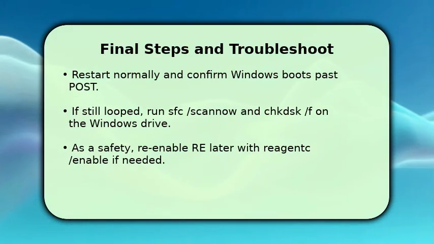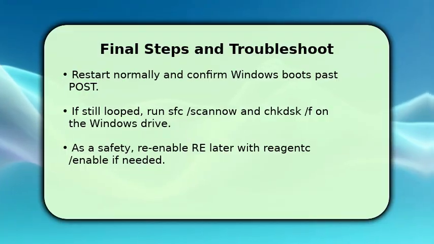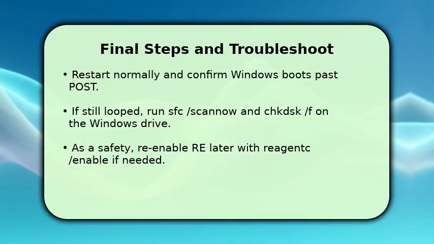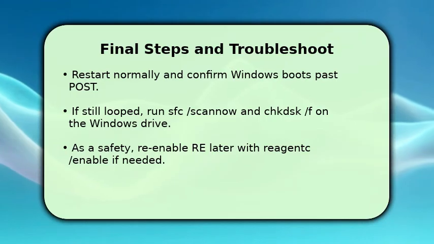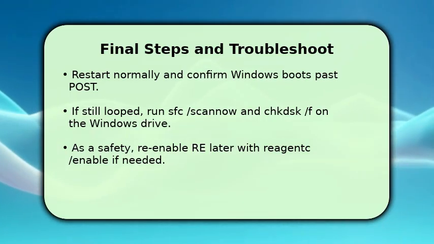After disabling recovery, exit and restart the PC to test a normal boot. If Windows still hits a repair loop, boot back to Advanced Startup and run sfc /scannow to fix system files, then chkdsk /f on the Windows partition to address disk errors. These often trigger automatic repair.